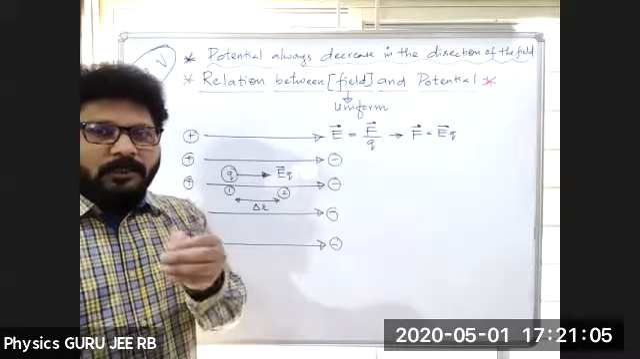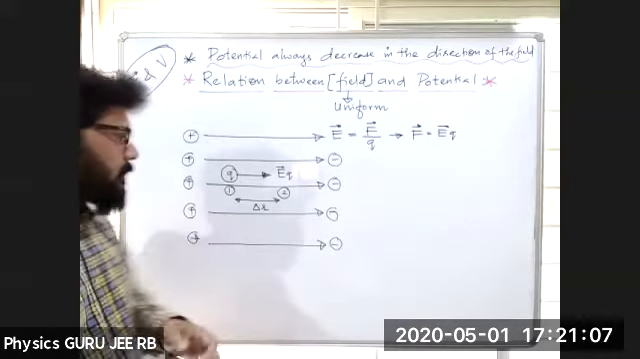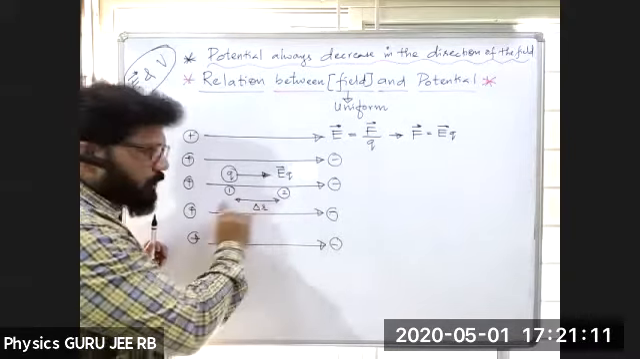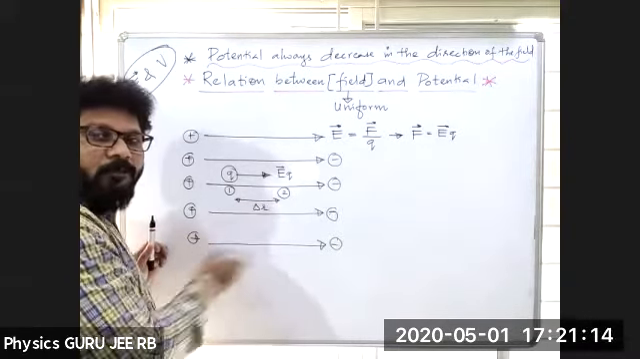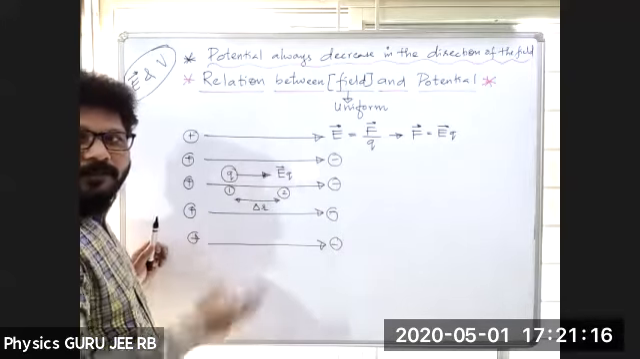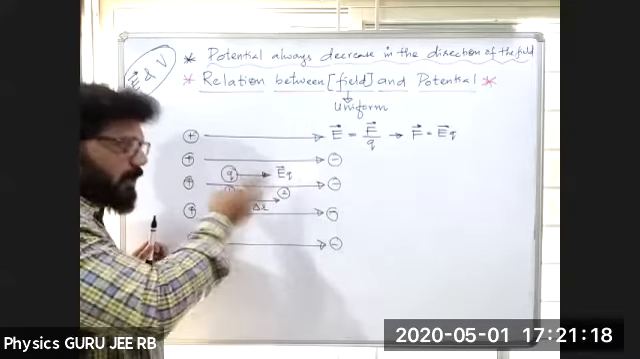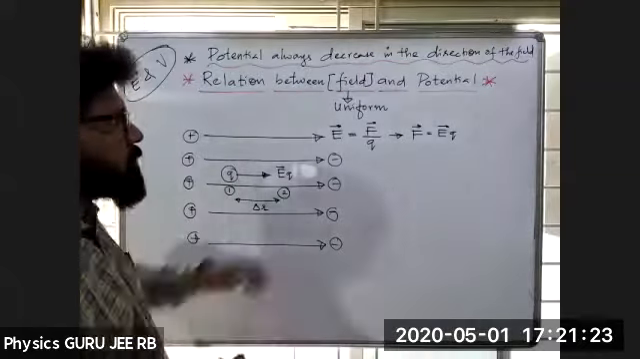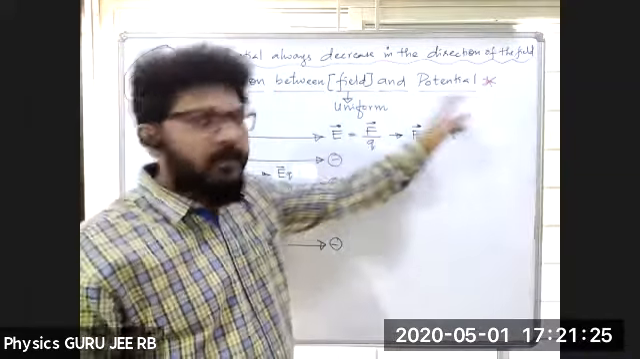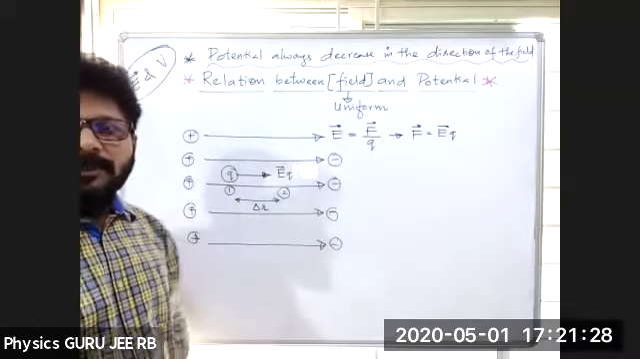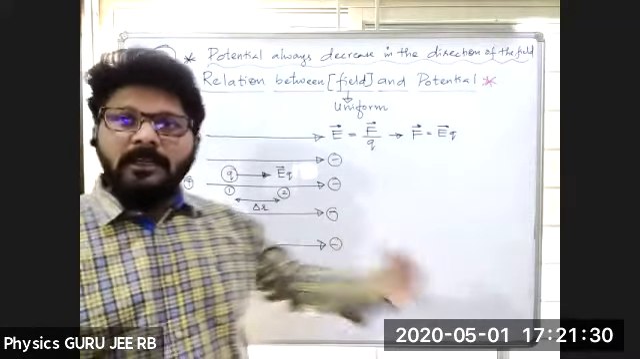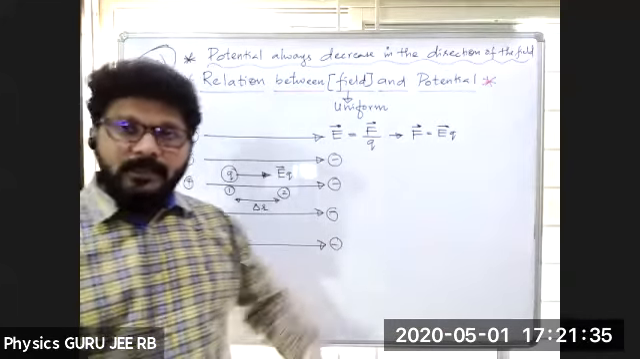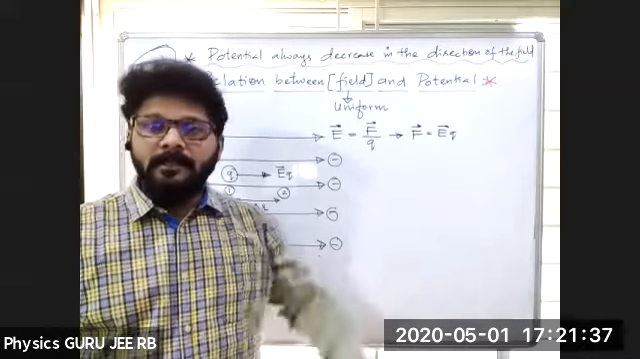So if I want the potential between these two, I have to apply some external force. Why? Because we want the relation between electric field and potential. According to the definition of potential, work done to bring a charge from infinity to the given point is nothing but the force that we will be applying as an external force.